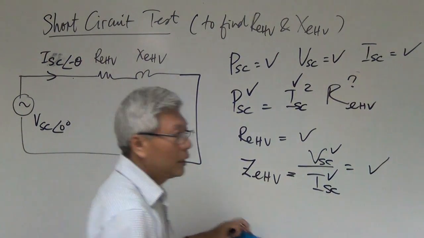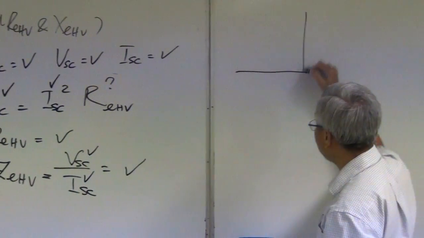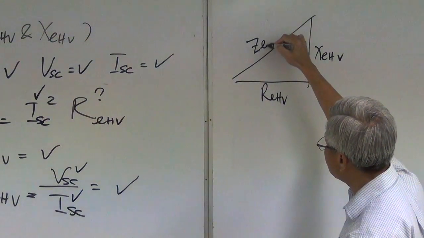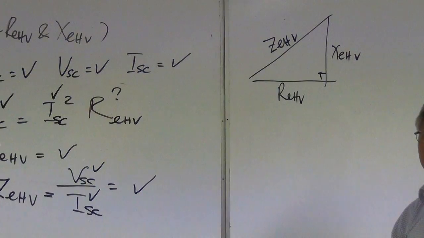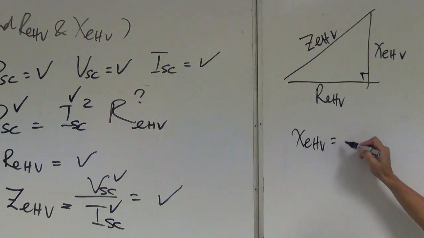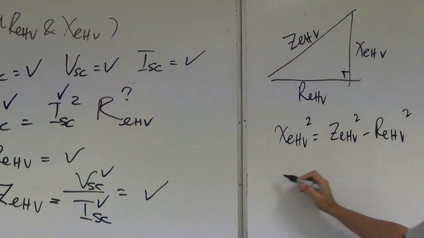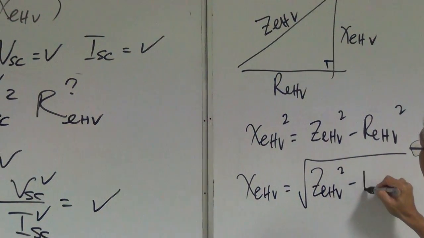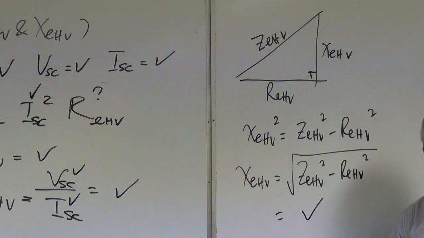And if you recall, the impedance triangle is a right angle triangle. This is your REHV, this is the XEHV, and that is the ZEHV, right? Remember, in the impedance triangle, Z is equal to R plus jX, a right angle triangle. So therefore, the Pythagoras theorem can be used, right? XEHV square is equal to ZEHV square minus REHV square. So XEHV is therefore the square root of ZEHV square minus REHV square. Right, so with that the answer is out. Okay, and that's called the short circuit test.